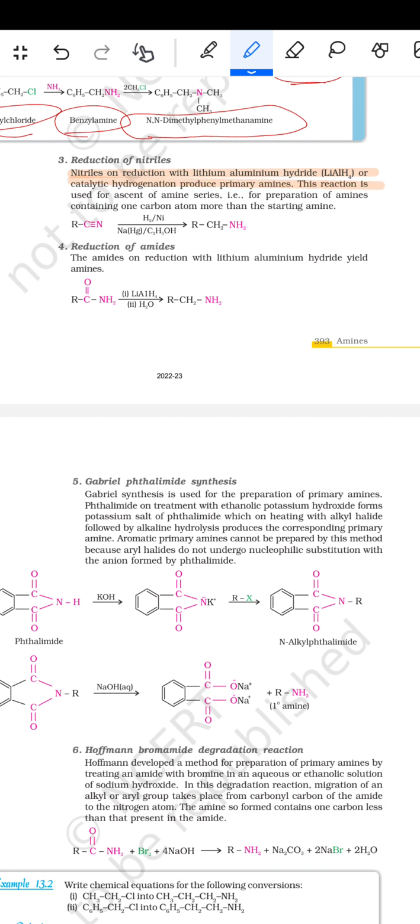This reaction is used for the ascent of the amine series, that means for the preparation of the amines containing one carbon atom more than the starting amines. तो आर फ्लोलेन है, इसमें H2/Ni, Na(Hg)/C2H5OH डालें तो RCH2NH2 बन जाता है. उसके बाद रिडक्शन ऑफ द अमाइड्स: on reduction with lithium aluminium hydride yields the amine. जैसे कि RCONH2 है, LiAlH4 और H2 किया तो RCH2NH2 बन जाएगा.